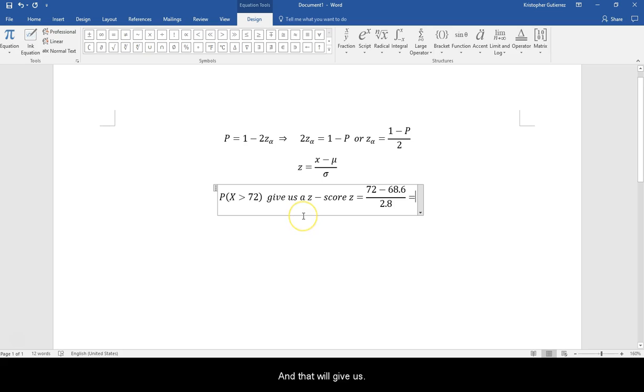And that will give us, just plug that into a calculator. We can plug it into Z, but I'm going to go ahead and put it in my calculator. It will be 72 minus 68.6 divided by 2.8. That'll give me 1.21. Dividing by 2.8, not 0.28.